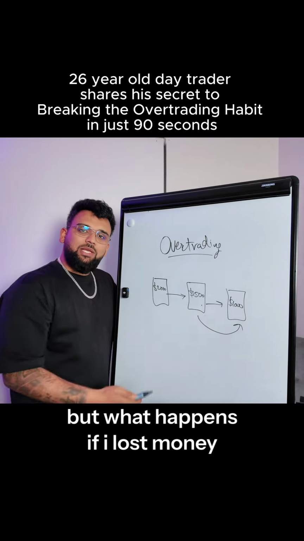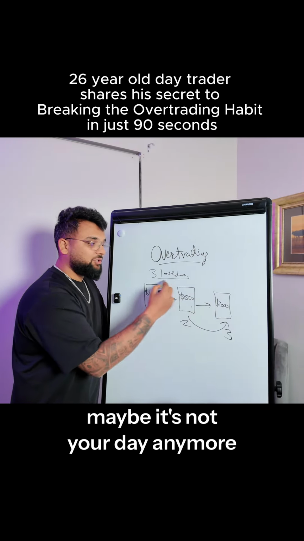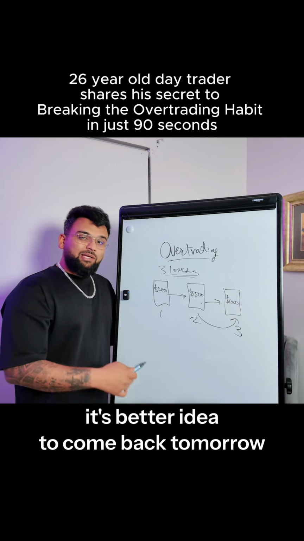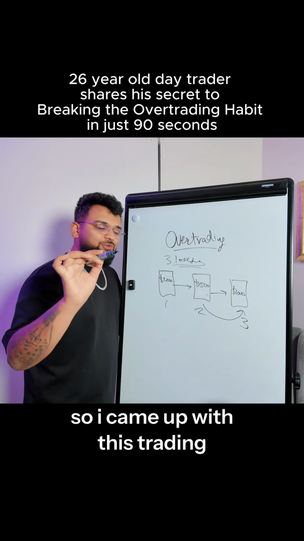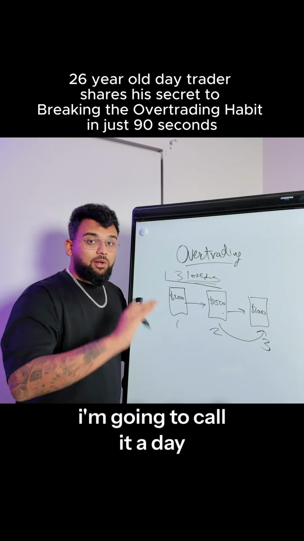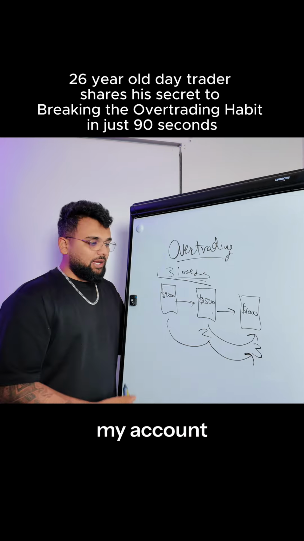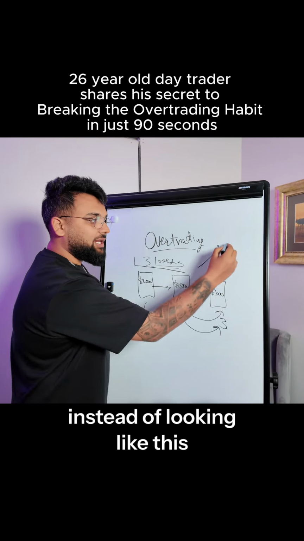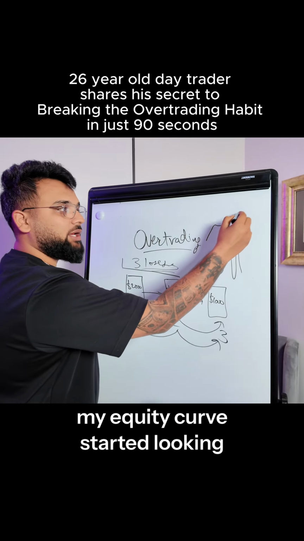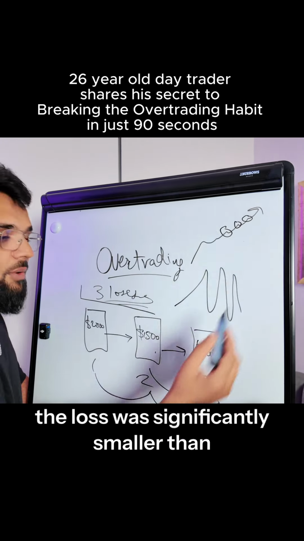But what happens if I lost money on this third trade as well? The framework simply says if you have 3 losses in a row, maybe it's not your day anymore. It's a better idea to come back tomorrow and try again. So I came up with this trading rule for myself. If I have 3 trading losses in a row, I'm going to call it a day. And this saved me so much from overtrading, overblowing my accounts, and my equity curve, instead of looking like this, started looking a little bit more like this, because every time I had a loss, the loss was significantly smaller than my winners.